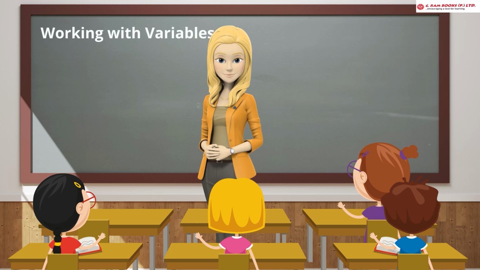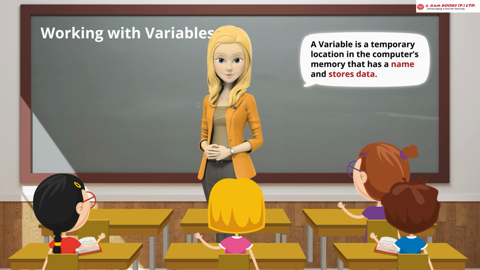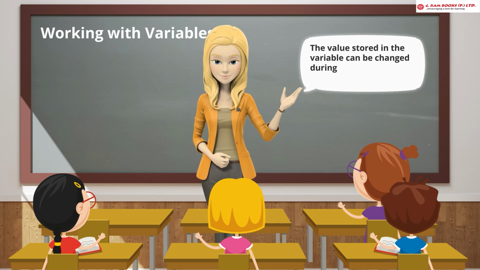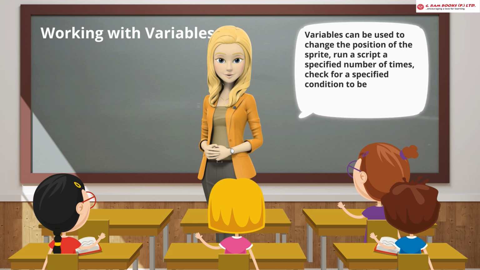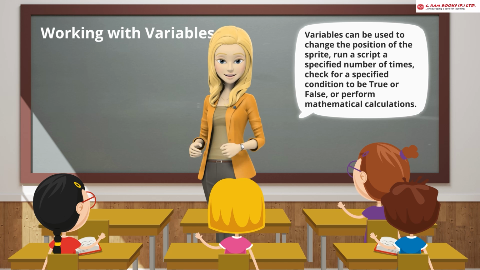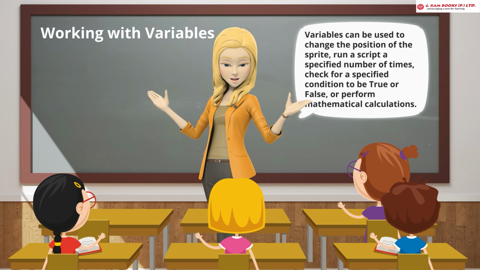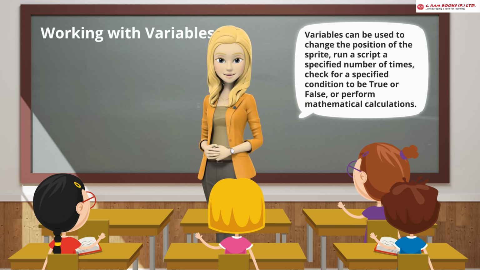Working with variables. A variable is a temporary location in the computer's memory that has a name and stores data. The value stored in the variable can be changed during the execution of a script. Variables can be used to change the position of the sprite, run a script a specified number of times, check for a specified condition to be true or false, or perform mathematical calculations.